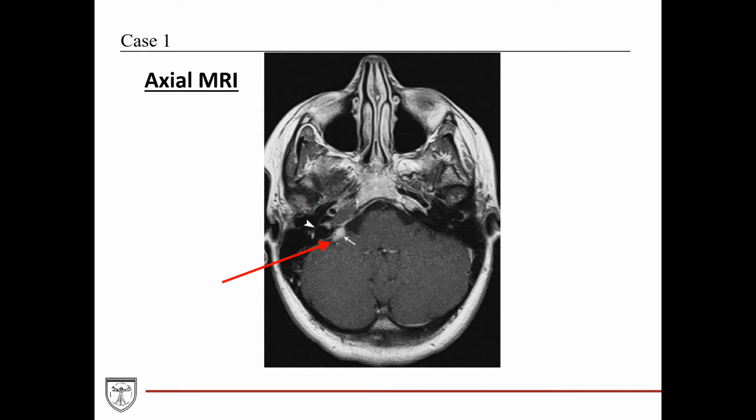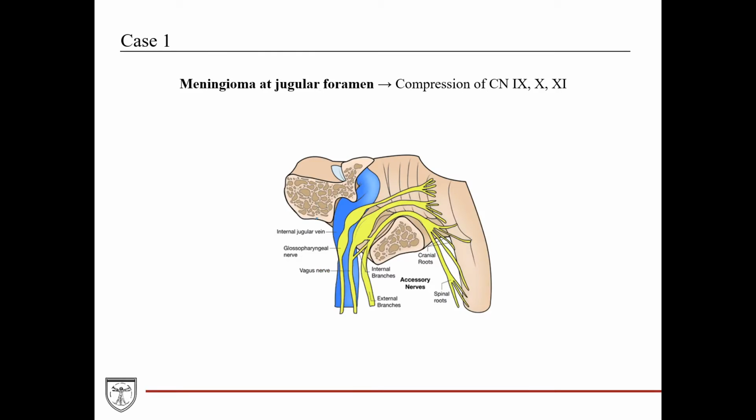So let's pull up an MRI. Maybe this will help you. So we've got a mass here, a tumor, as you can see here. And then if we bring it in, it's a meningioma at the jugular foramen. And so you're going to have compression of cranial nerve 9, 10, and 11. And you can see that here. Here's the jugular foramen. Here's the internal jugular vein exiting out. And you see these cranial nerve 9, 10, and then here's cranial nerve 11 here.